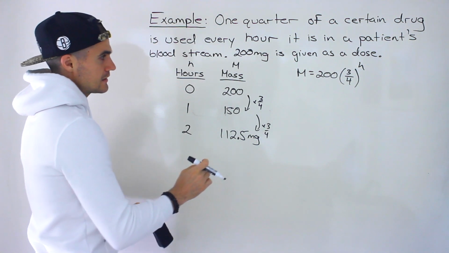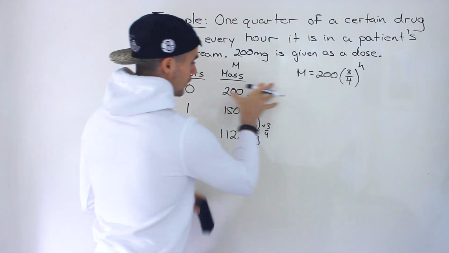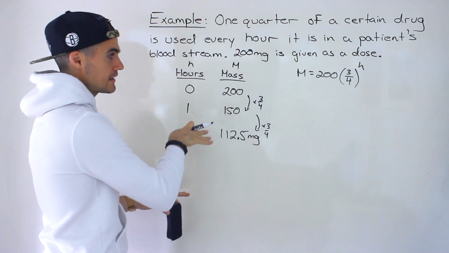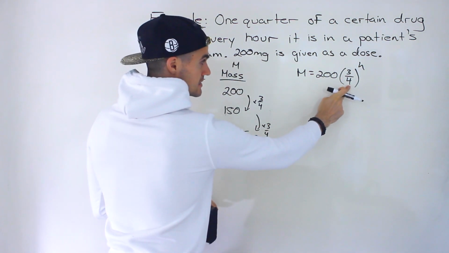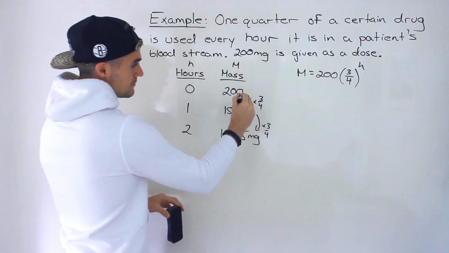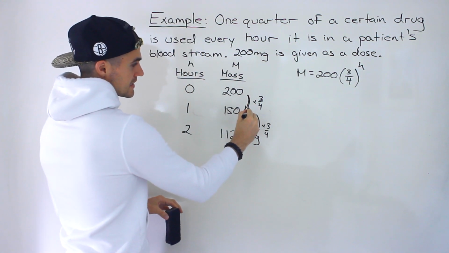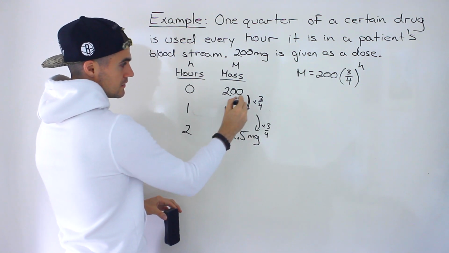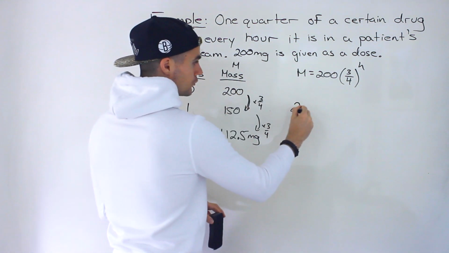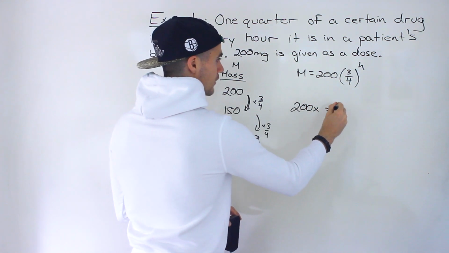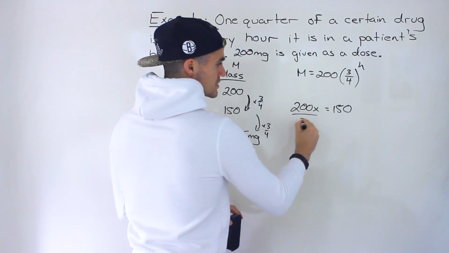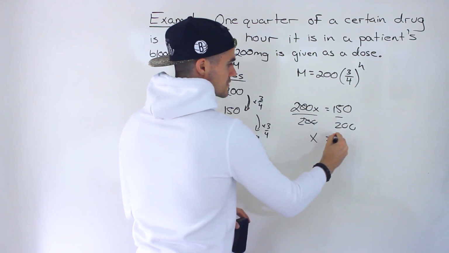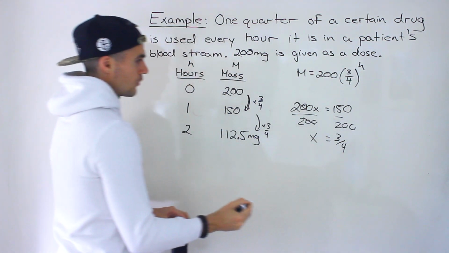All right, basically the base here for any table of values you make, whether something's growing or whether something's decaying, like in this case, it's always going to be the amount that you're multiplying to get to the next amount. To figure out what we have to multiply the 200 by to get the 150, we could just divide both sides by 200 to get that x value, which would be 3/4, right?